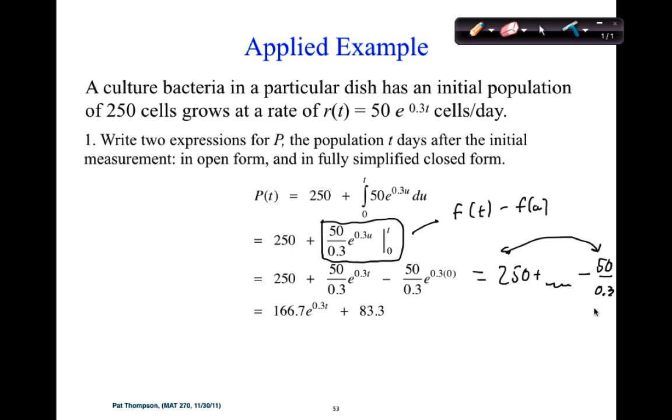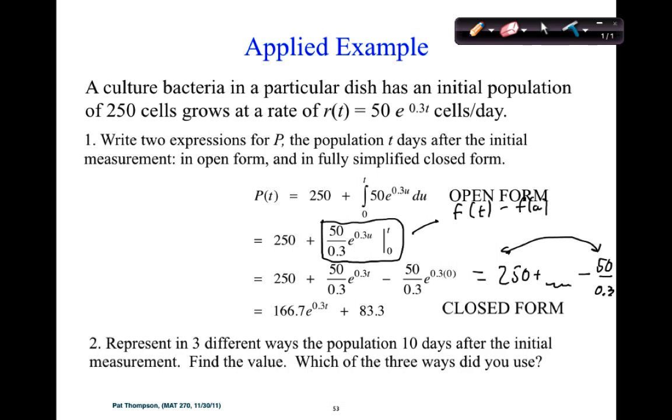So we got to combine that minus f of a with the initial 250. That gives you the 83.3. That's the closed form. So now if you want to find, you can pack up, but just listen. If you want to find the population 10 days after the initial measurement, what are you going to use? Are you going to use the open form or are you going to use the closed form? Closed, right? It's beautiful. It's easy. Plug in 10.